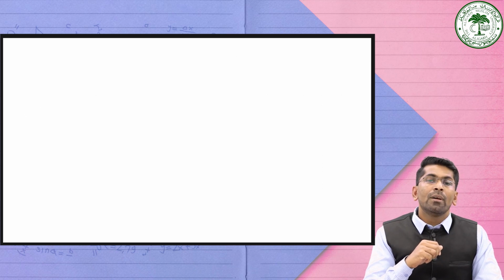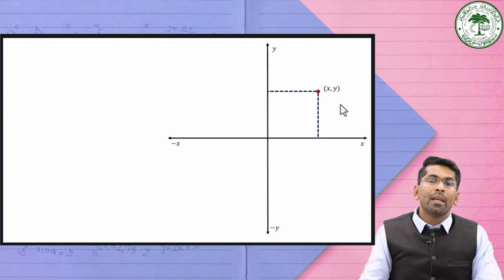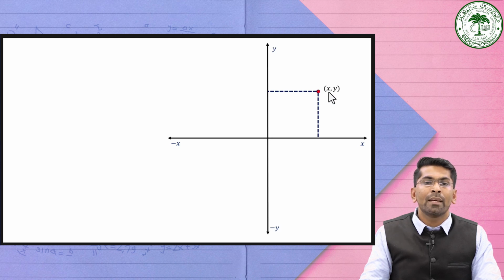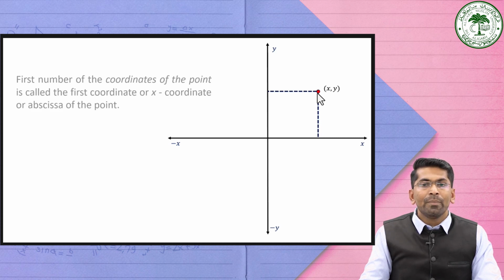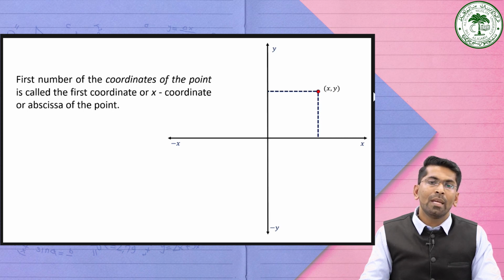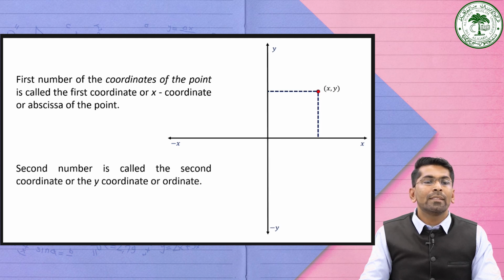See here, one coordinate point system is shown. If we focus on this particular point, that is a unique ordered pair of numbers marked here as x and y, which is called the coordinates of this particular point. And here the first number of the coordinate, that means x, is called the first coordinate, or the x coordinate, or we can also say the abscissa of the point. And the second number is called the second coordinate or y coordinate, or the ordinate, that is y, this one. Okay.